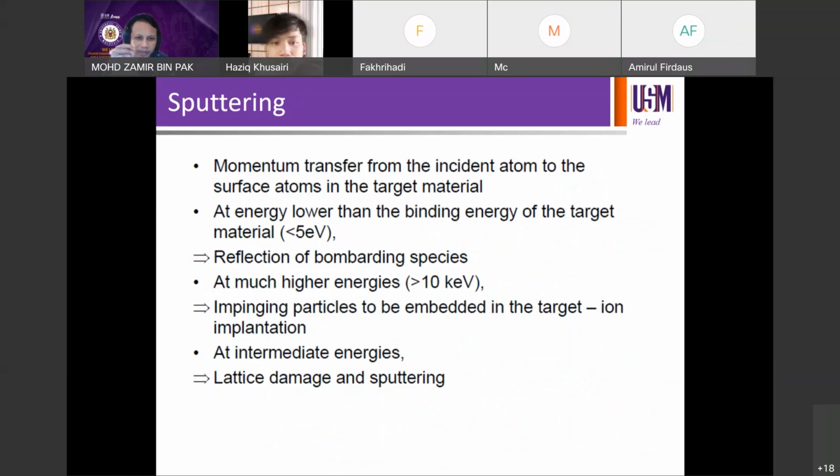So it involves momentum transfer from the plasma at energy lower than binding energy, blah blah. Reflection of a bombarding species. It can also be conducted at high energy, more than 10 keV, with the impinging particle embedded in the target. Okay, at some point you may also embed particles into the target, but this is not what we want, because you want to dislodge the atoms away, or knock them off from the target.